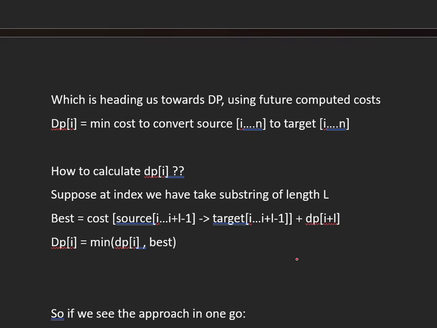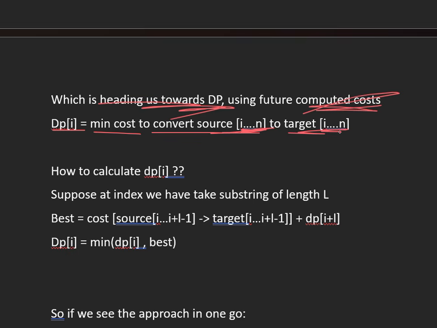So what is this problem heading towards? If you'll see, we are moving towards DP, like store the pre-computed things and then use those pre-computed costs. So what will DP of I denote? DP of I will denote the minimum cost to convert source substring from index I to last to target string from index I to last. I hope you get it.